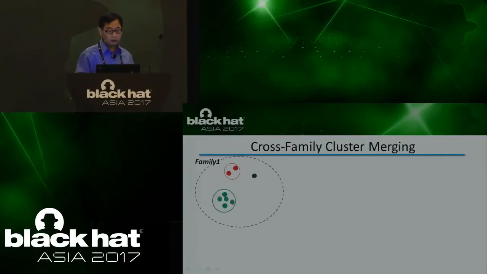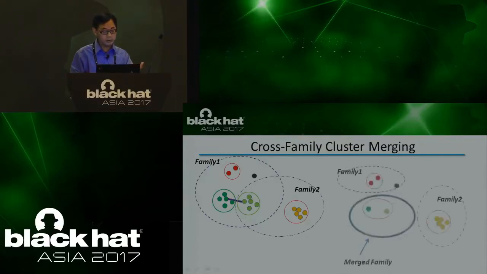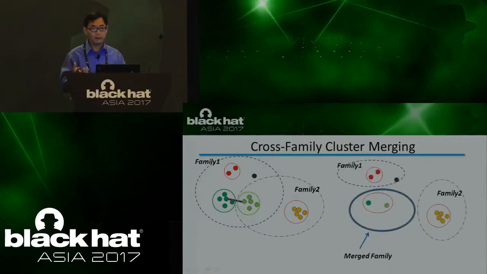The way we do it is, say we have family 1 with 2 clusters, and another family which also has 2 clusters. Among them, two clusters belonging to different families are very close, very similar. We can just merge them because when we calculate the distance between the centroids, it's within the threshold. Then we merge them together and create a new artificial family. So the original families become smaller, and the merged family becomes the new one, which shows the commonality between these 2 families.